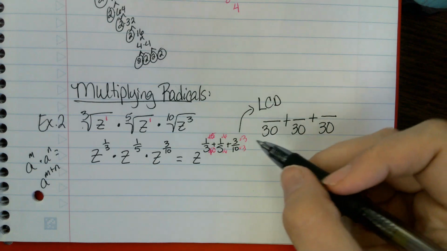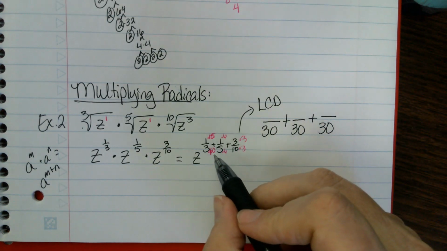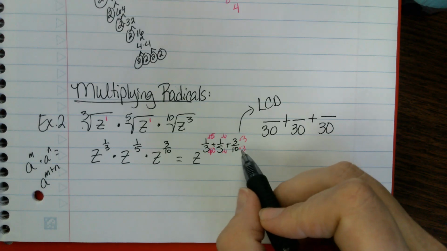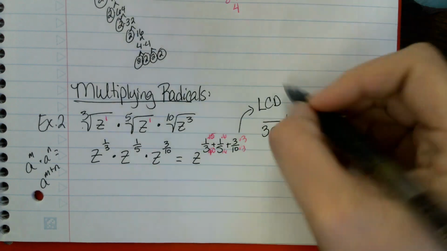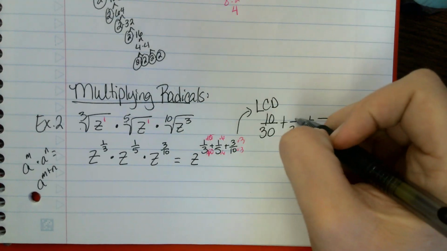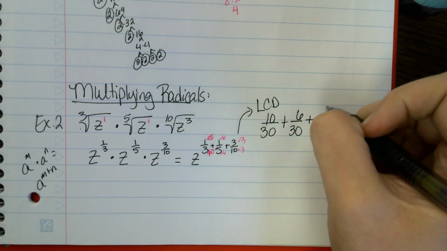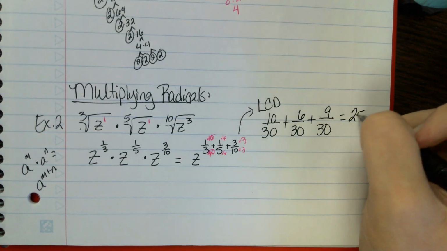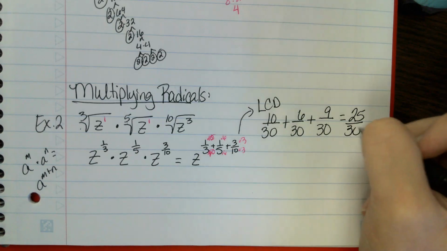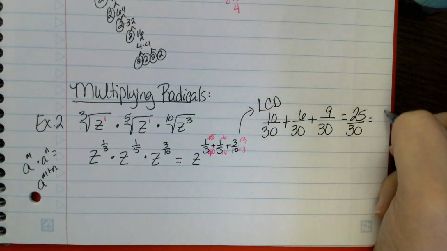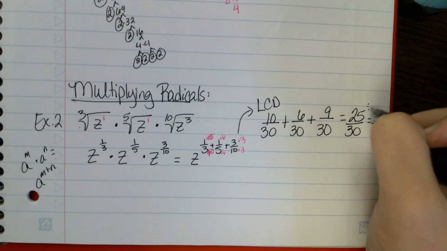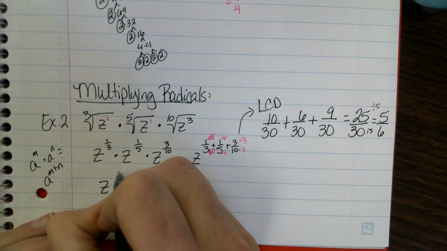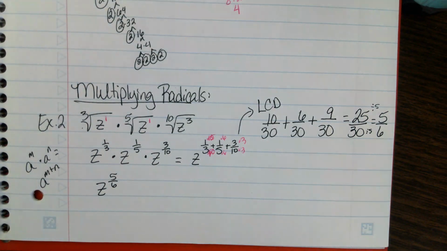I need to slow down because I'm going to make a silly mistake. Okay, 3 times 10 is 30, 5 times 6 is 30, and 10 times 3 is 30. Okay, here we go. So I get 10 plus 6 plus 9, which is 25 over 30. And I can reduce this to 5 over 6, reducing by 5. So what I have here is z to the 5 over 6 power.